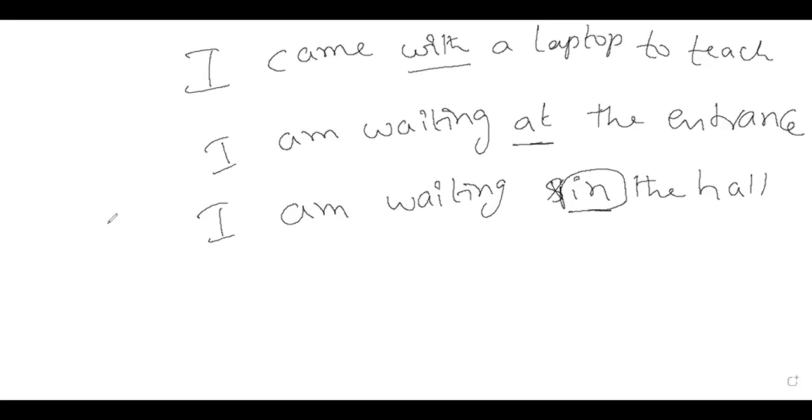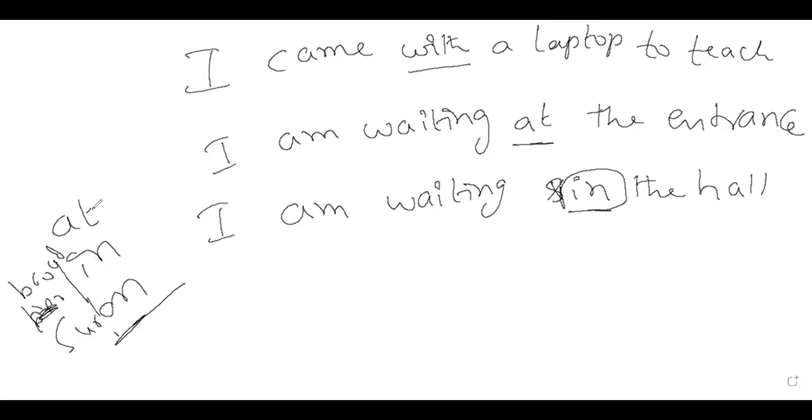Many of the students confuse between in, at, on while referring to the place. So 'on' refers to, for example, I'm sitting on a bench. So 'on' refers to the surface. Whereas 'in' refers to a broad space, whereas 'at' refers to exact position.